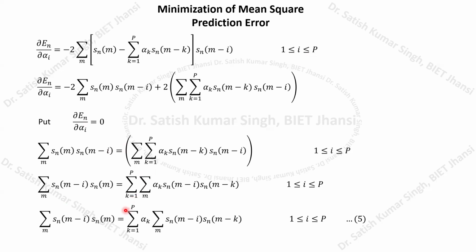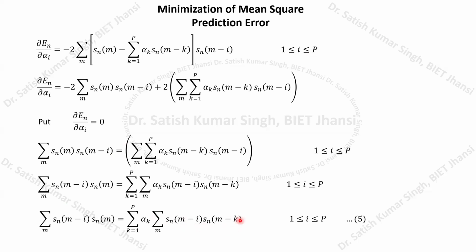Okay, so we can first write k equals 1 to p, and then the summation over m, alpha k, Sn m minus i and Sn m minus k. Here we can also see that this alpha k can be written outside the summation, right? So we can rewrite this equation in this form also. It will be the sum of Sn m minus i into Sn m on the left, and the right hand side can be written as the sum over k equals 1 to p of alpha k, sum over m of Sn m minus i into Sn m minus k.